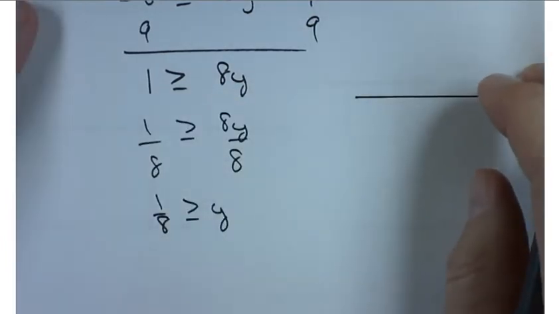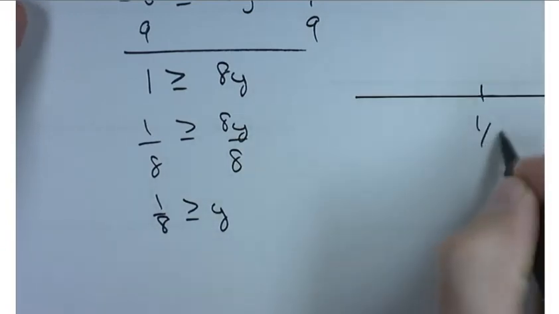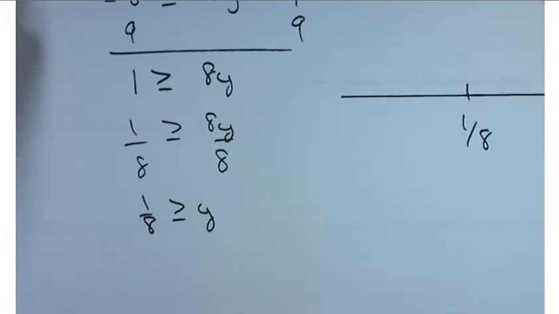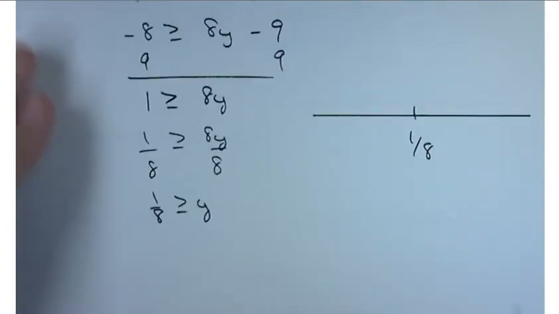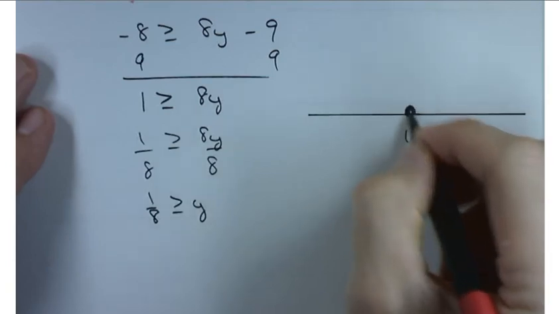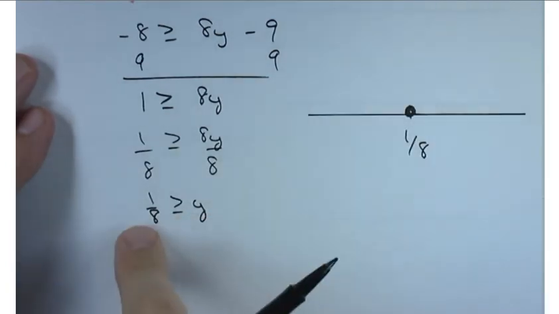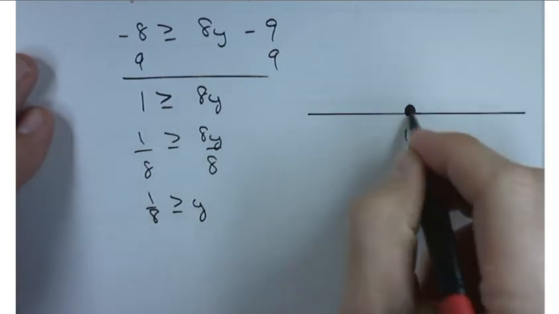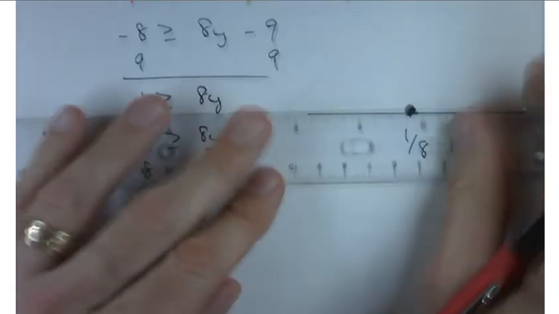Let's put the 1/8 here. Good. Solid or hollow? Solid dot. I want things that are smaller than 1/8, so that's going to be to the left. Well done.